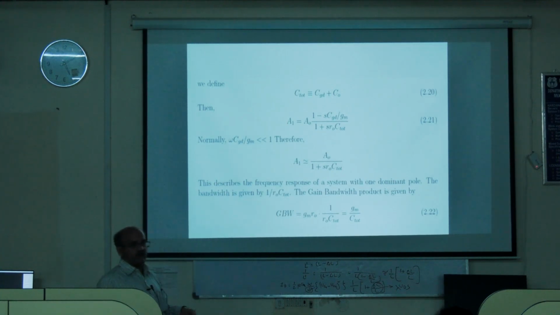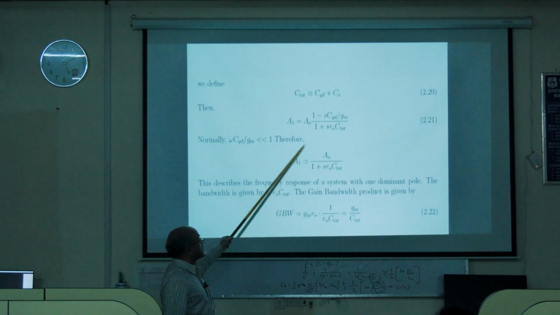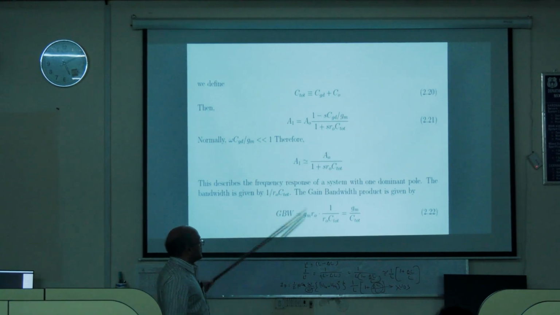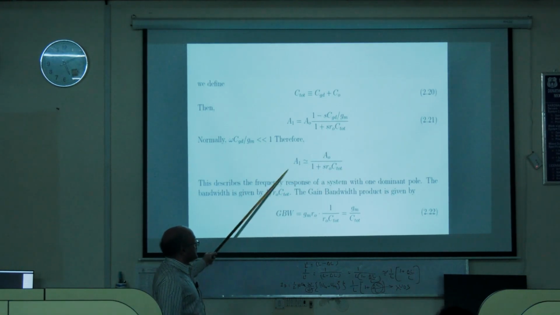CGD is of the order of femtofarads, divided by a large GM. Therefore that value will definitely be small, far less than 1. So I can ignore it for those frequencies, and then this is approximately equal to this here. So this is the gain here, and the gain bandwidth product, if you want to evaluate, is this multiplied by the bandwidth.